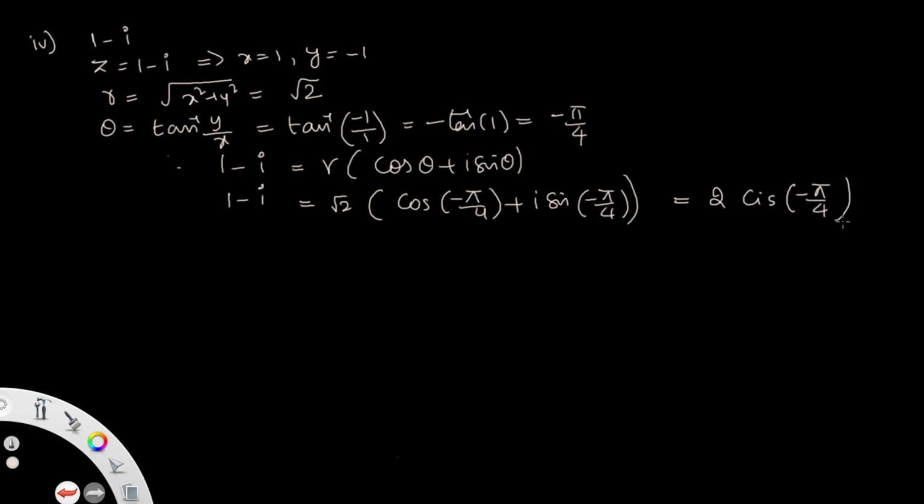2 into cis of minus pi by 4. This is the modulus amplitude form of the given complex number. Last question: minus root 7 plus i root 21.